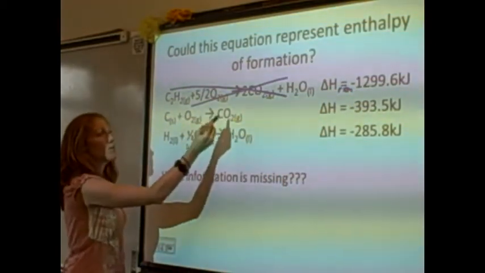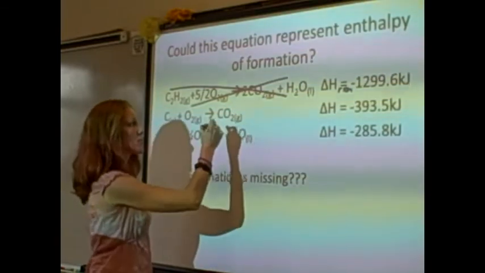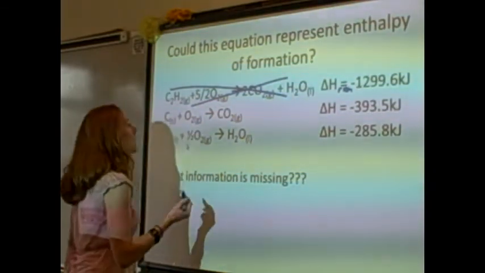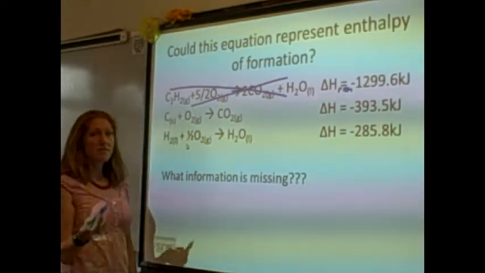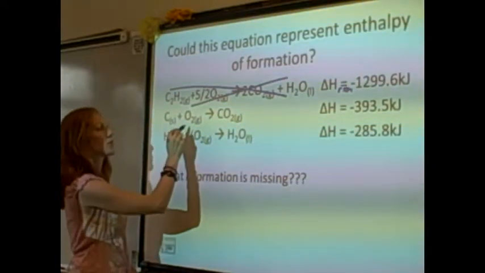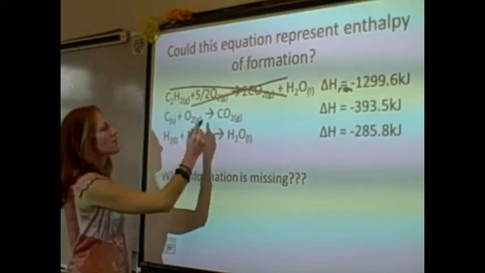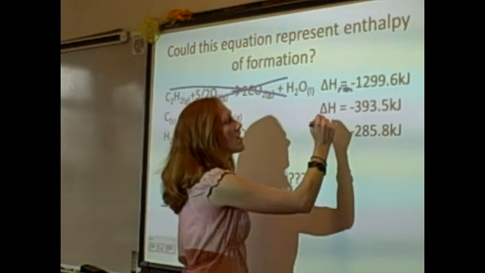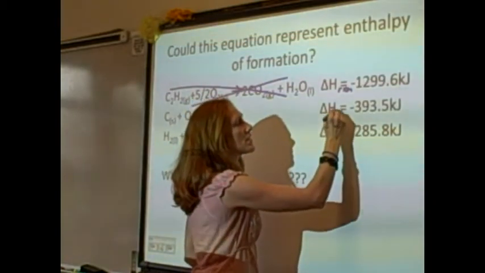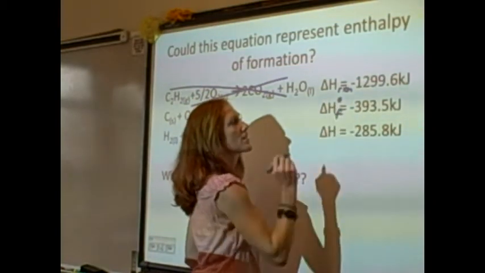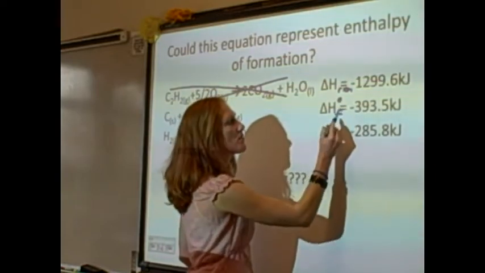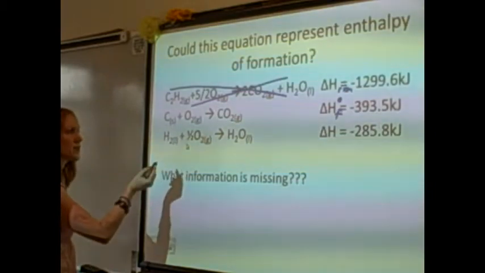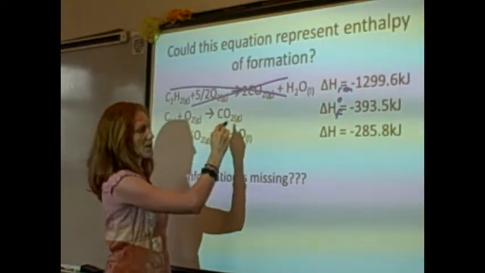And here, I'm making carbon dioxide, so that's better than this one. At least I'm forming 1 mole of a compound. And I'm starting with carbon as a solid. Carbon's a solid at room temperature and pressure, and oxygen as a gas. So yes, this could be a reaction representing the enthalpy of formation. So this delta H could be a delta H not, which means that I'm at standard state, not as the little circle, and F for formation. It could be.